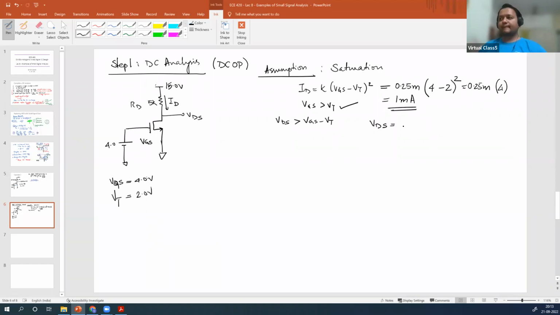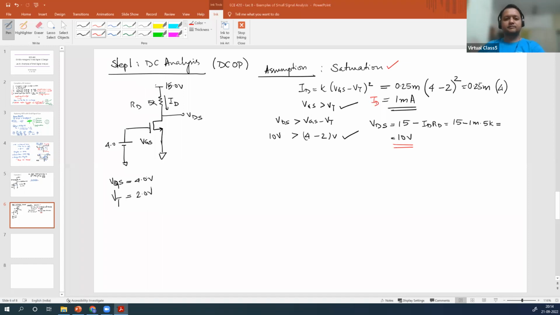What is VDS value? 15 minus IDRD. That is 15 minus 1 milliampere times 5 kilo ohm. That is 15 minus 5, 10 volt. So VDS is 10 volt, minus VGS minus VT, 4 minus 2. So this is also greater. So this condition is met. That means our saturation assumption is correct. So we now know the VDS value, the ID value, the VGS value. We are good to go to the second step.